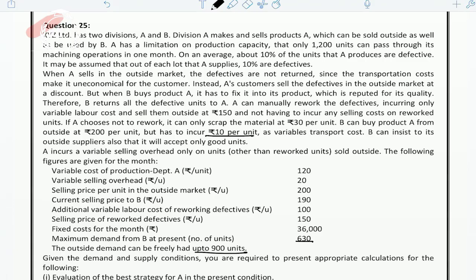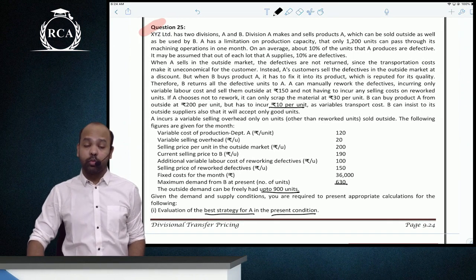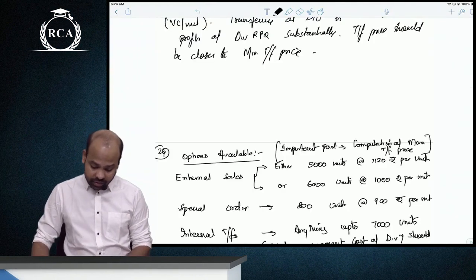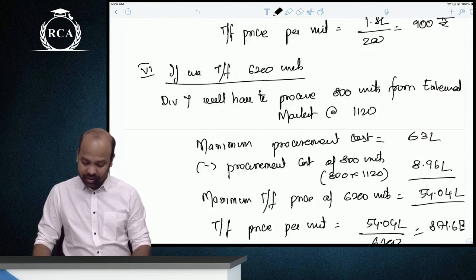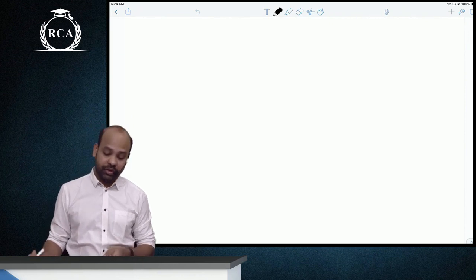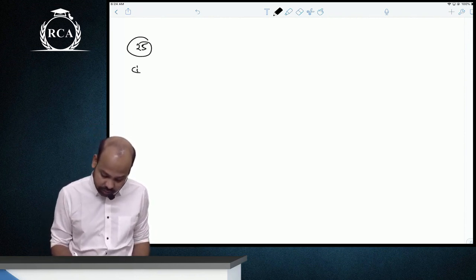Better, that's a lot of time for you to read the question. One thing you have to understand better in this question is that the question is from the viewpoint of division A. The very first important point that I want you to understand is that the question is from the viewpoint of division A, not from the viewpoint of division B. Look at the requirement again, guys. It says evaluate the best strategy from the viewpoint of division A.